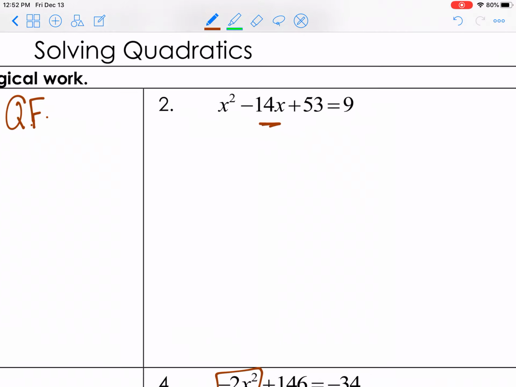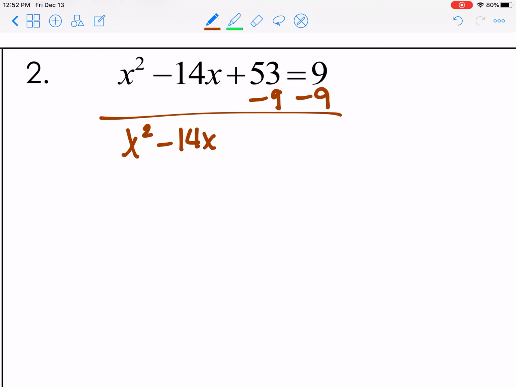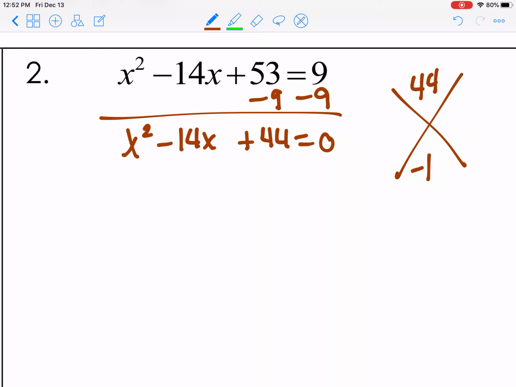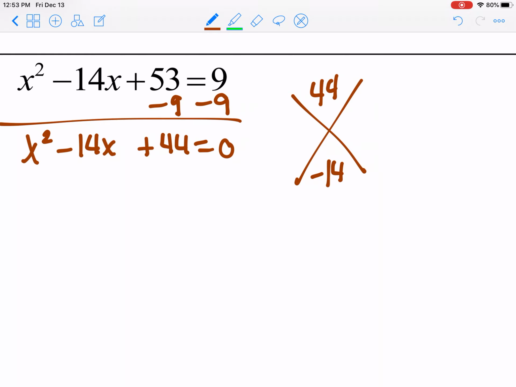Let's move on to 2, see if we can factor this one. So we want to go to standard form. I'm going to start by subtracting the 9. We get x squared minus 14x plus 44 equals 0. Okay, if I factor, I'm taking a times c, so that's 1 times 44, and our b value on the bottom. Looking for two numbers I can multiply to get 44, but when I add them, I get negative 14.